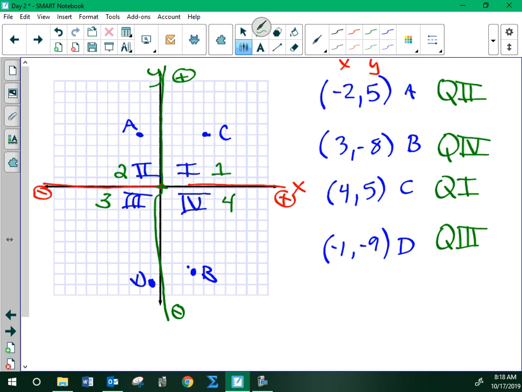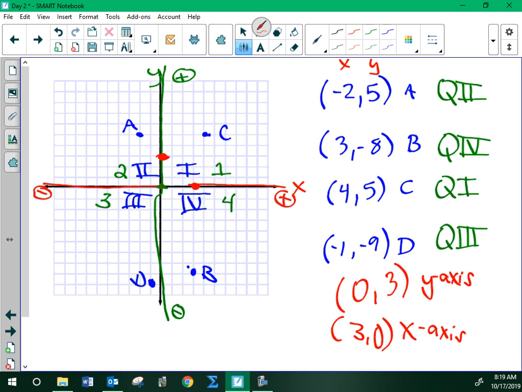The only other weird things is if it was possibly on the X or Y axis. So let's say I had the point (0, 3). That means my X is 0, so I don't go left or right. I stay here, and then I count up 1, 2, 3. And that would be on my Y axis. That's on the Y axis. All right, and then what if we had the point (3, 0)? My X value is 3, so it means I go to the right 3. I don't go up or down at all, so I stay right there, and that will be on my X axis. Questions with that?